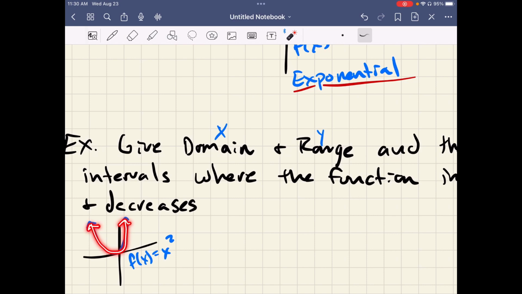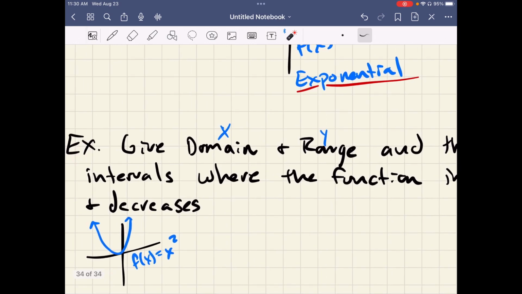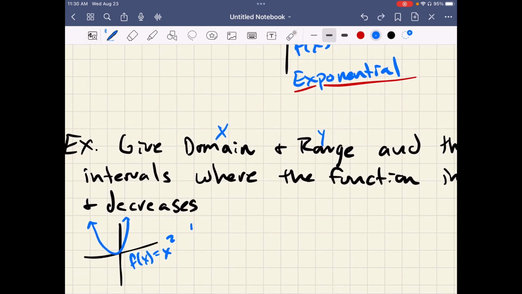So now let's look at what the domain and range could be of this particular parabola. And we're going to talk about where we can have intervals of increasing and decreasing parts of this function. All right, so now we're going to look at the domain values. Domain is all possible x values, so I'm looking at going left and right only.